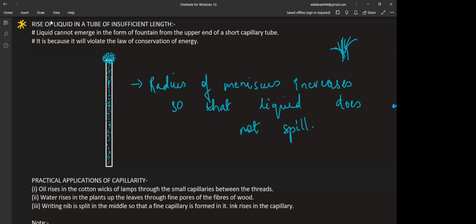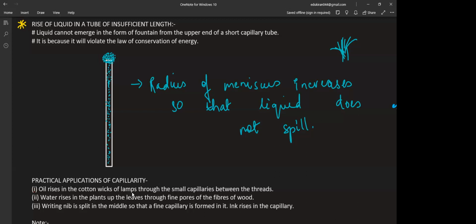So, rise of liquid in a tube of insufficient length: liquid cannot emerge in the form of a fountain from the upper end of a short capillary tube. It is because it would violate the law of conservation of energy. So in order to maintain it, the radius of menisci will increase.